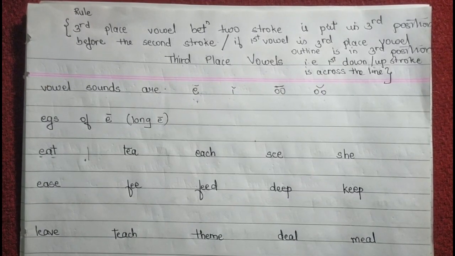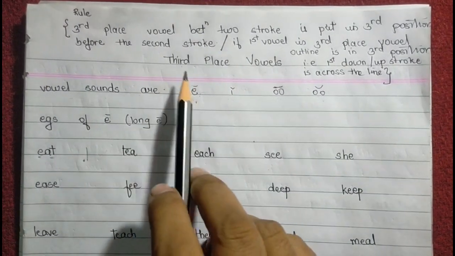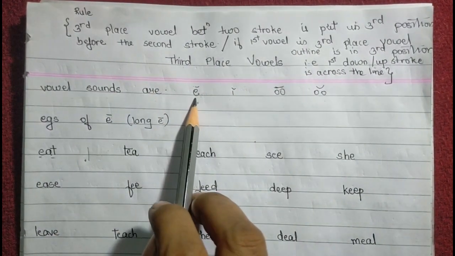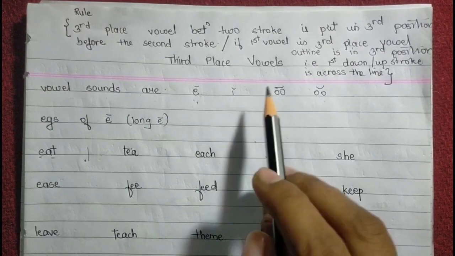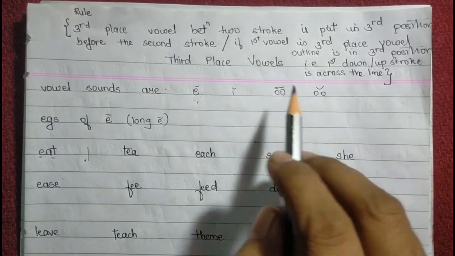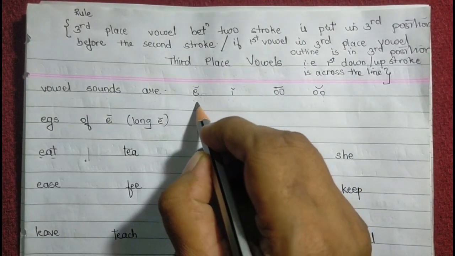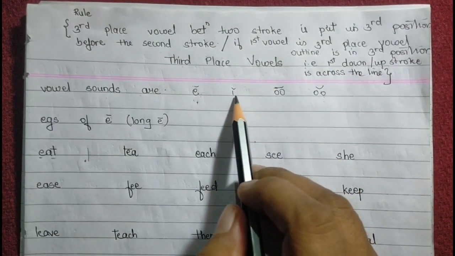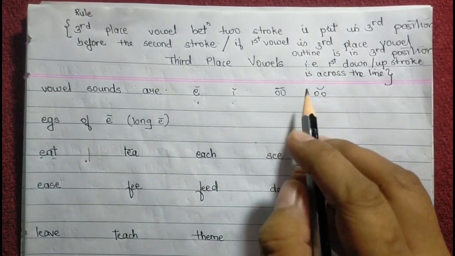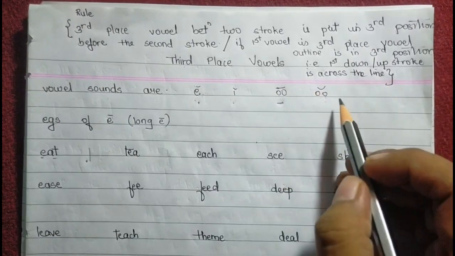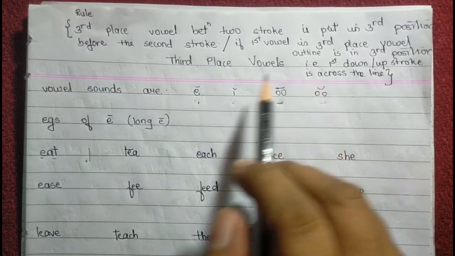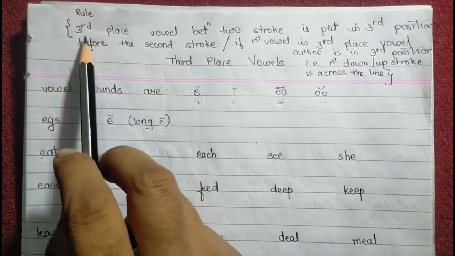Shorthand Simplified. Today we will go through third place vowels. These vowel sounds are long E, short E, long oo and short oo. Long E is represented by a dark dot, short E is represented by a light dot, long oo is represented by a dark dash, short oo by a light dash. Now there are certain rules that you have to follow.